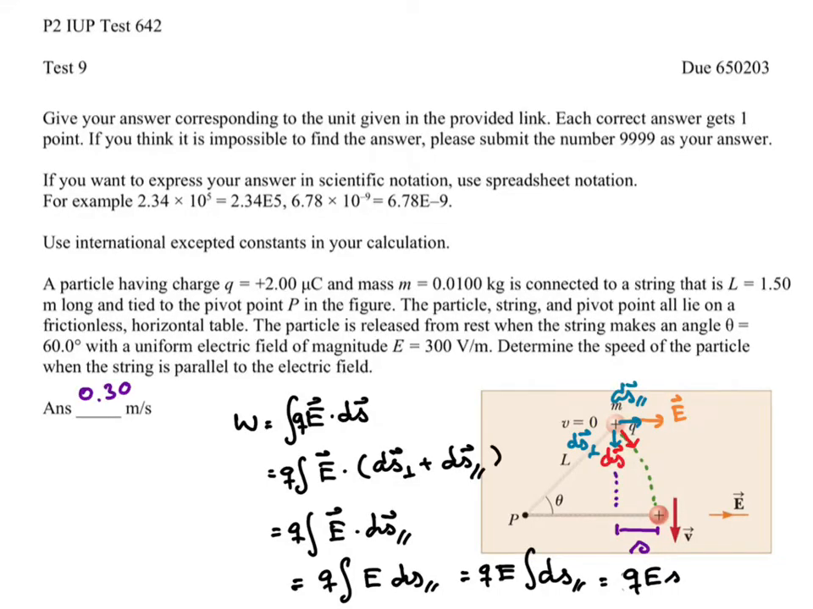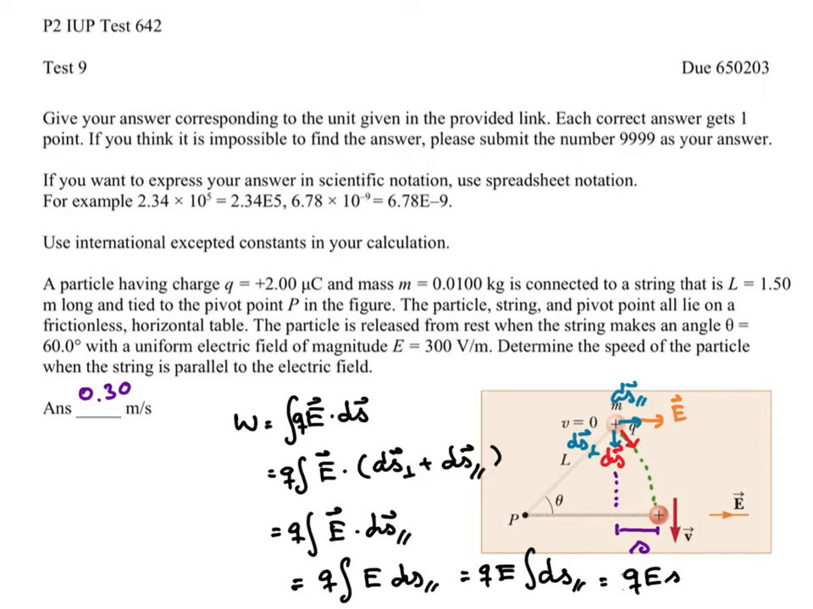And now let's see the solution for test number 9. In test number 9, the question is that a particle having charge Q equal to plus 2 microcoulomb and mass 0.01 kilogram is connected to a string that is L equal to 1.5 meter long and tied to a pivot point P as in the figure. The particle, string, and pivot point all lie on a frictionless horizontal table.